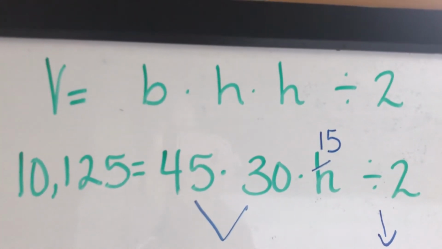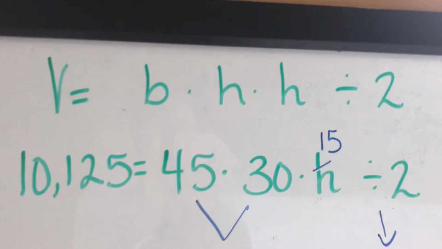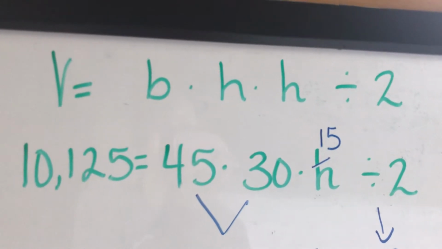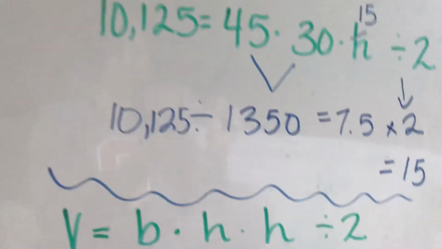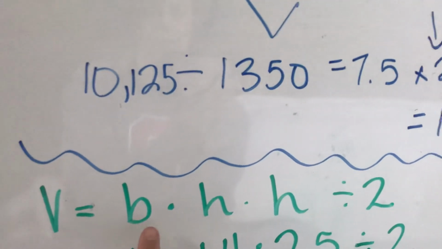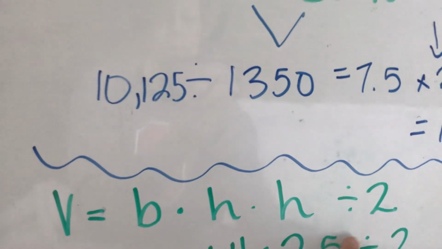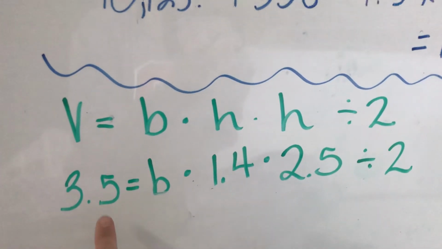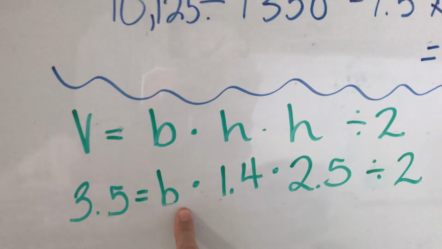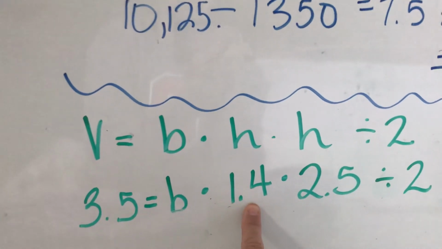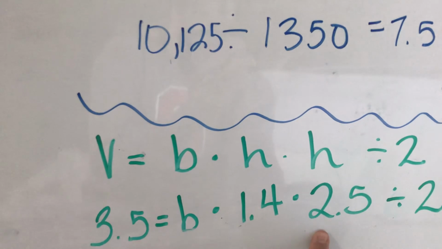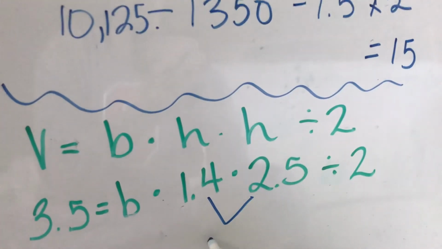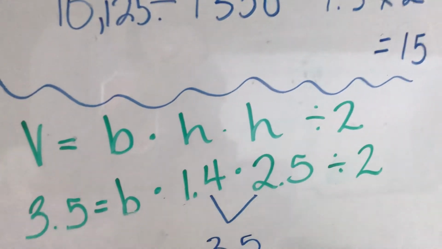If you want to stop and start this video to work it on your own and check your answers along with me, that might be a good idea. Remember, the formula that we're using is volume equals base times height divided by 2. We were given the volume, which is 3.5. This time we're missing the base, but we have a height of 1 4/10, and we have another height of 2 5/10. So we are going to take what we have and multiply it together, and we're going to get 3.5.